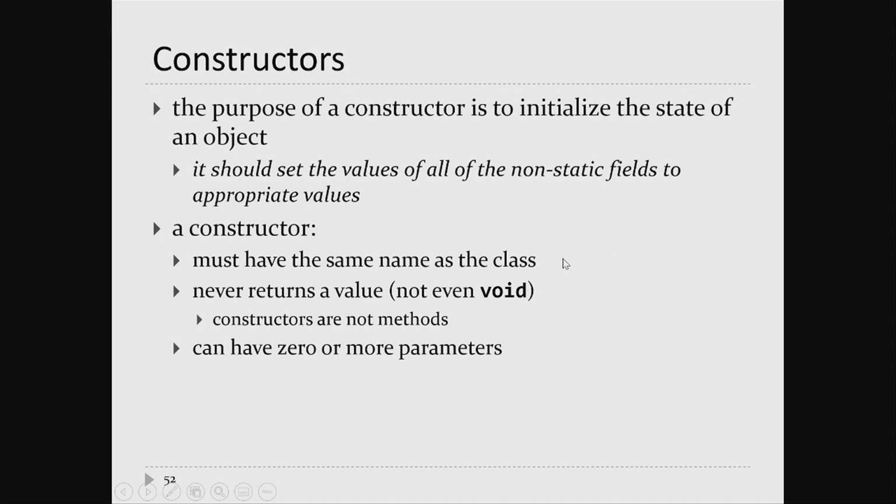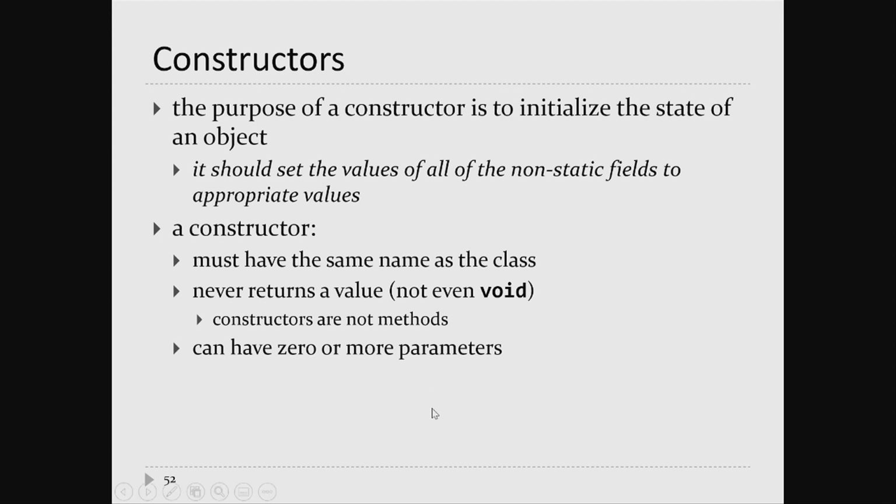What does a constructor look like? It always has the exact same name as the class. So that's how you can tell it's a constructor. It never returns a value, not even void. That's the other way you can tell it's a constructor. Constructors are not methods, even though they look like them.